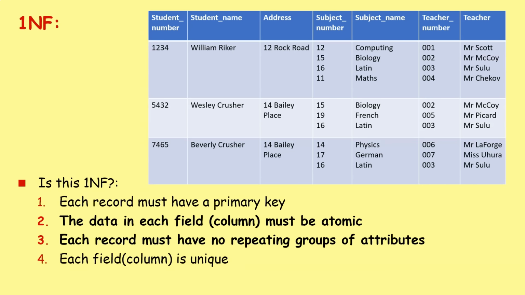So we've got a little database here. We can look at it and go, is this in first normal form? Well, let's have a look at our criteria. Each record must have a primary key. Yep, it's got a primary key. The data in each field must be atomic. Nope, that is not true. Student name is not atomic. Each record must have no repeating groups of attributes. Well, again, that's not true. Each record has multiple subject numbers, subject names, etc. within it. Can't have that. Is each field unique? Yep, it is. So it works on that field. So 2 and 3, it fails the test for first normal form.